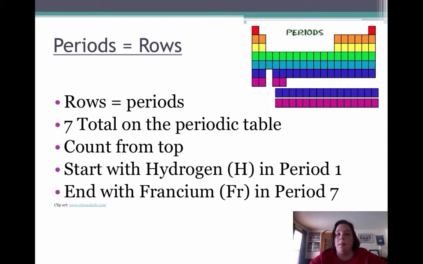So I'd like you to look at my picture that I have here and see how red on the left and red on the right, those are in the same period or the same row. Everybody in orange is in the same period or the same row. So even though there are spaces in between, you always read the periodic table from left to right. So you start with hydrogen on period 1 and you end with francium in period 7.